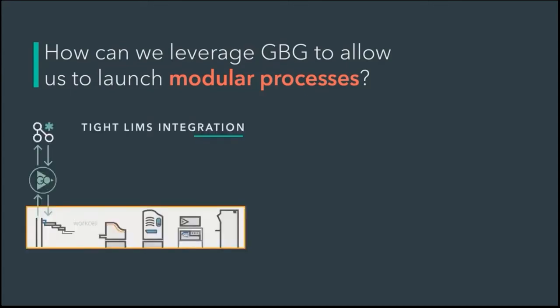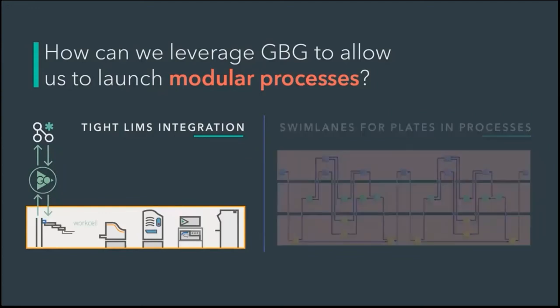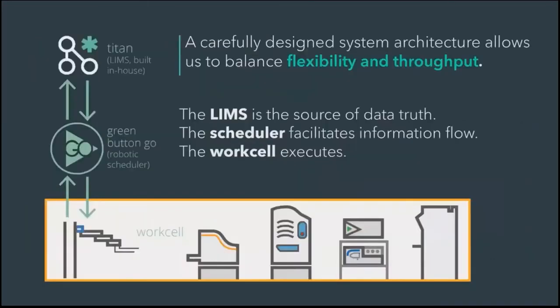One thing that we do is that we have a very tight integration with our LIMS. Having a tight LIMS integration allows us to leverage some of the more powerful tools in Green Button Go in intelligent ways, like swim lanes. Let's talk about the LIMS integration first. How does this integration actually help? This integration helps by keeping the work cell kind of dumb.